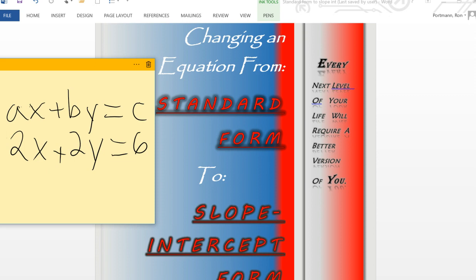The output is being multiplied by 2 and it's being added to 2x. If the output's not by itself, it's not in slope-intercept form yet. So we can't just look at that and graph it. We've got to have a little bit more knowledge.